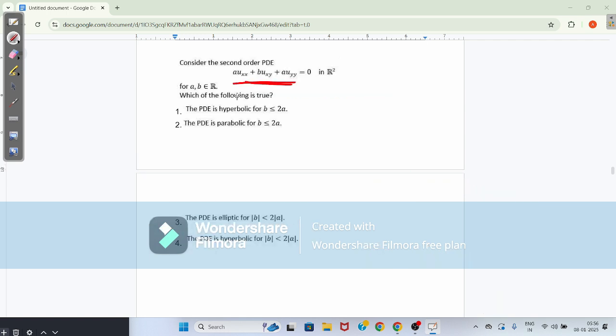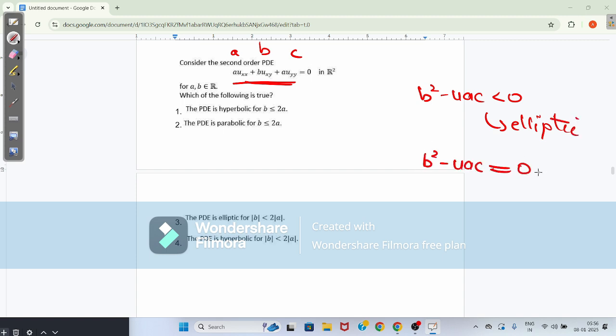Now this is the question which has been given here. So a b a inverse. Okay, consider it as a, b, c here. When b square minus 4ac is less than 0, this is the formula for elliptic. B square minus 4ac equal to 0 is for parabolic. When it is greater than 0, it is for hyperbolic. Okay, here given the condition, what is the value of b? B square minus 4a square, when you substitute this value in this formula, what will you get the value here?